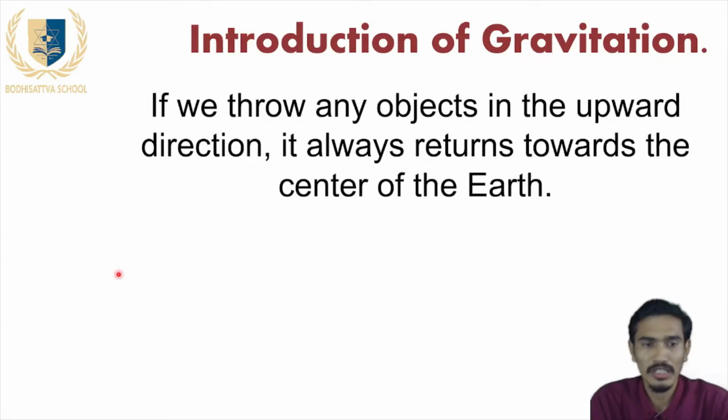Let's take some examples. If we throw any object in the upward direction, it will never continue to fly in space. It will return back to the earth after some time. It always returns towards the earth, or towards the center of the earth. For example, if we throw a football, a volleyball or any other object upward, it will always return back to the earth.